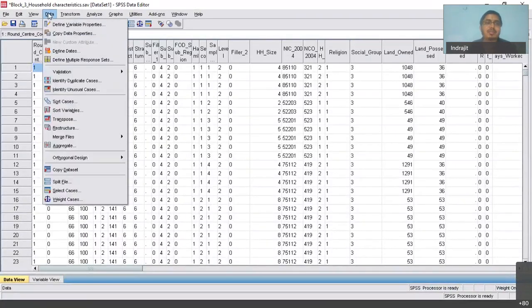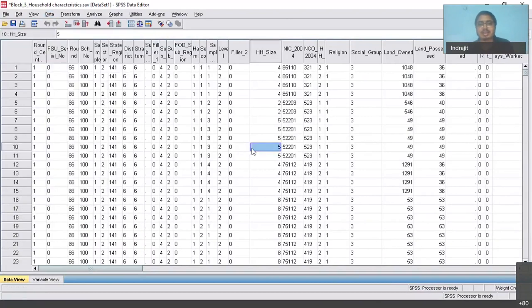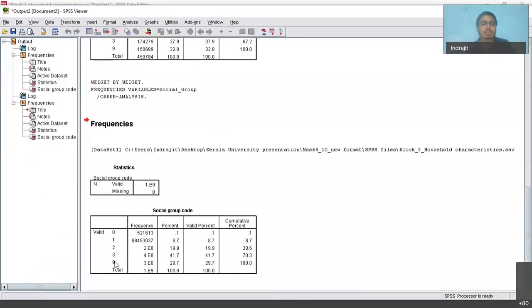Another very quick thing, in 5 to 7 minutes I will show is select cases. When do I need select cases? For example, in my analysis here, I have 1, 2, 3, 9. 1 represents ST, 2 SC, 3 OBC, and 9 general. I want to see the difference between forward caste, for example 3 and 9, OBC and general, which I am putting together, and I am putting 1 and 2 together. This is backward caste versus forward caste. So from here, you can do analysis.